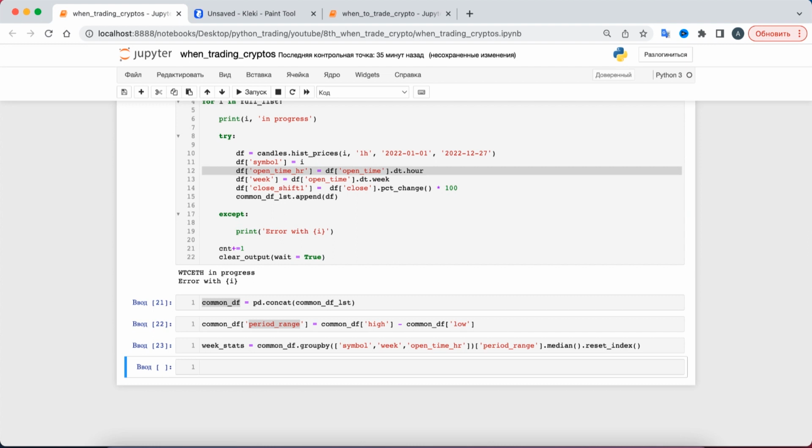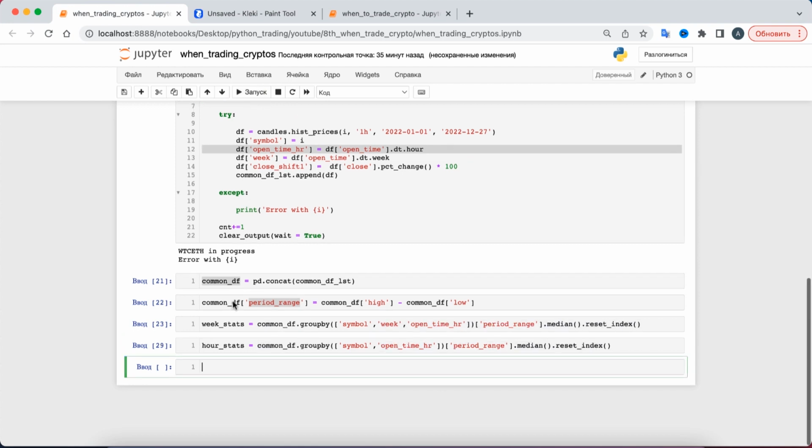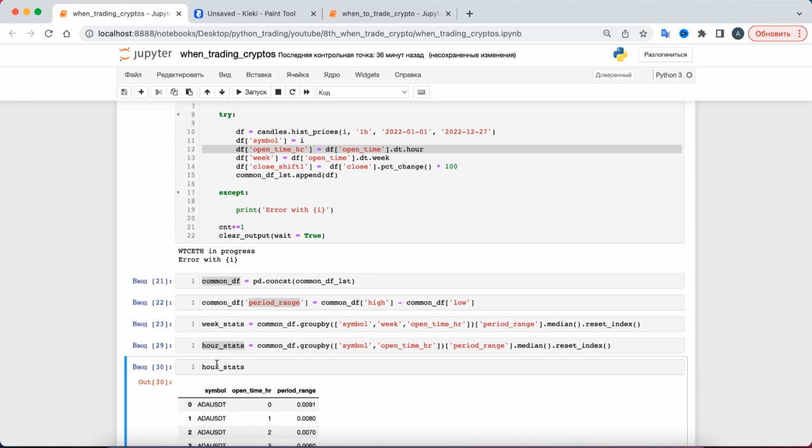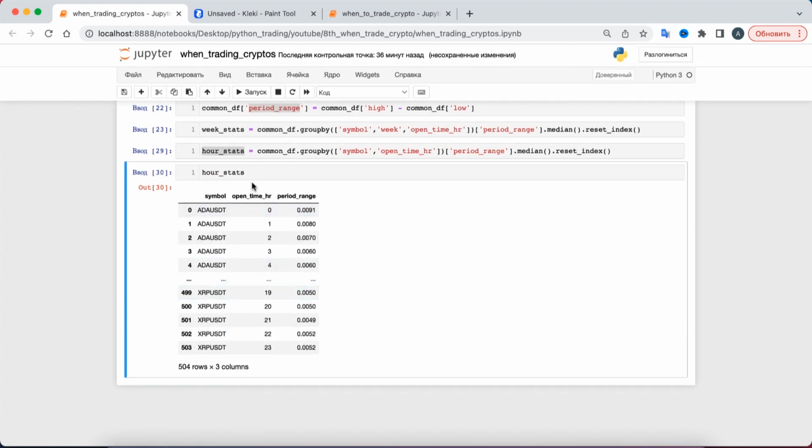Okay, let's go to the next question. I would like to have stats by hour. We can copy this command and just remove week from the list and leave the rest of the data. Our stats look something like that.